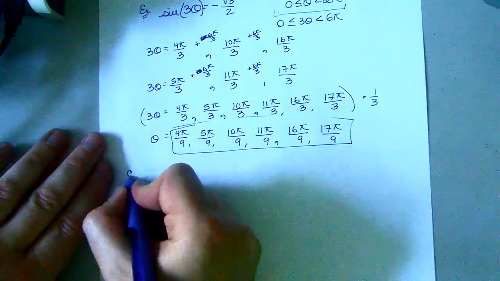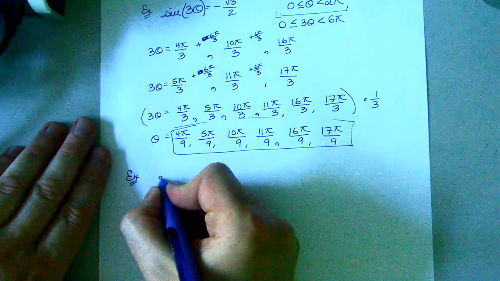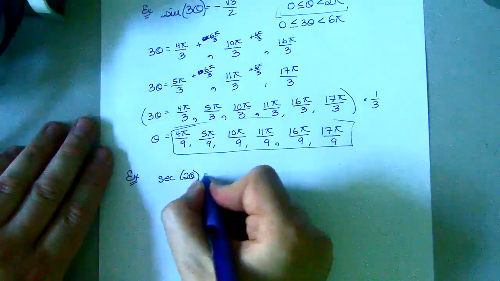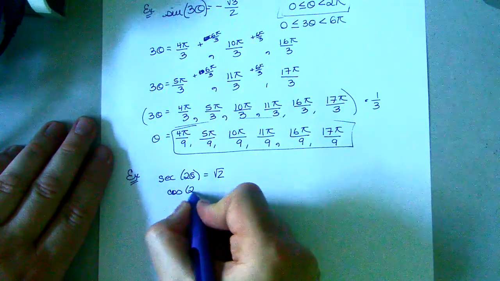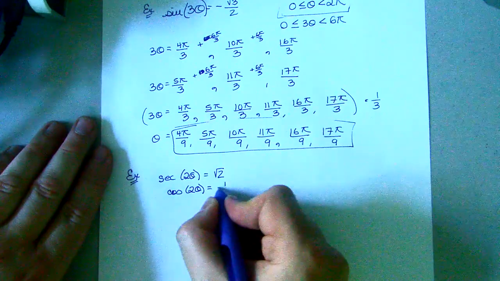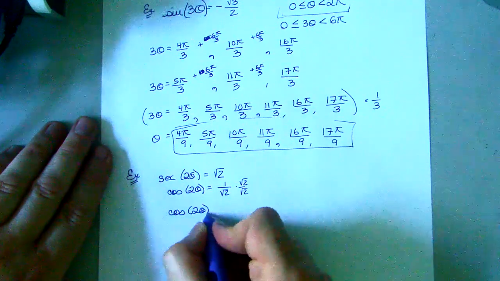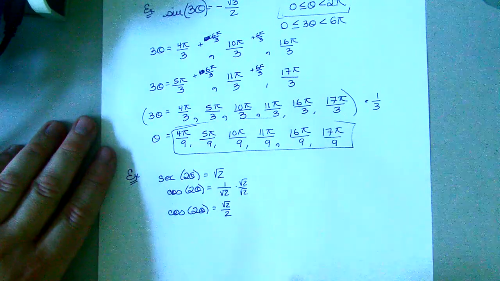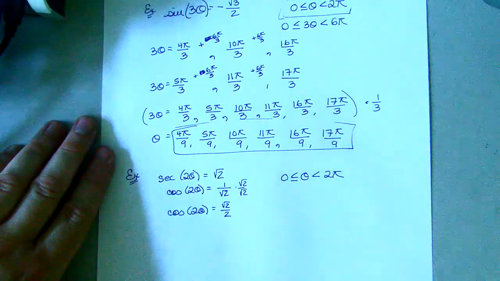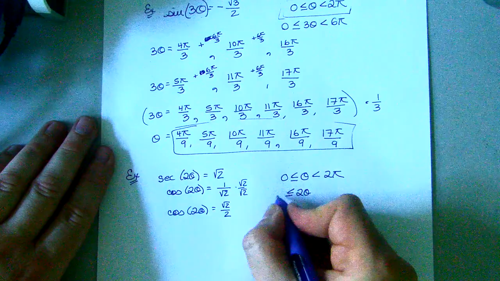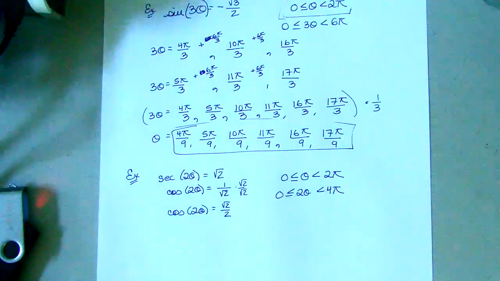Let's try one more. Let's take a look at the equation: the secant of 2 theta equals root 2. I don't care for secants, I'd rather deal with cosines. So let's say the cosine of 2 theta equals 1 over root 2. We'll rationalize, and we get that the cosine of 2 theta equals root 2 over 2. I knew that theta was between 0 and 2 pi. Therefore, 2 theta has got to be between 0 and 4 pi, which means I need angles up to 2 spins around the unit circle.